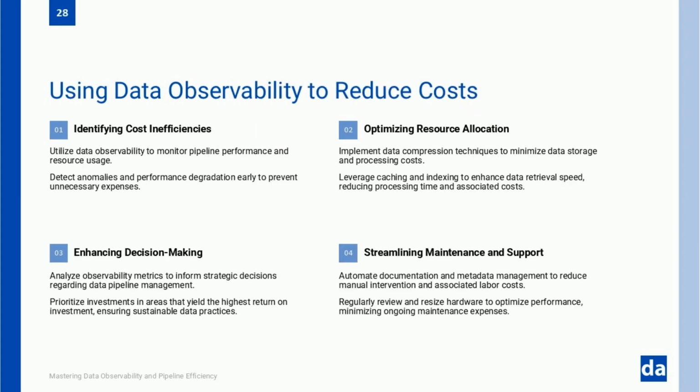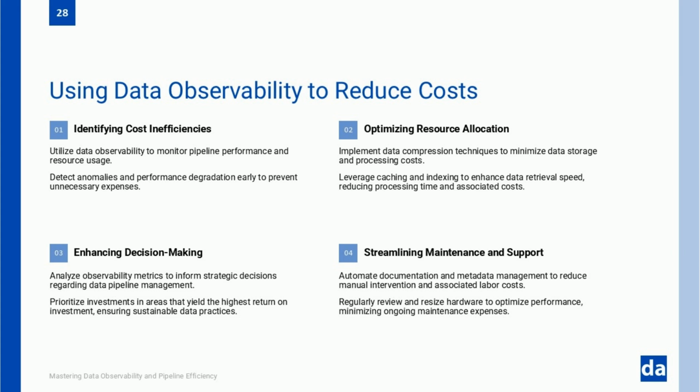Let's explore how data observability can be your cost-saving superpower. If you're serious about cutting costs while maintaining efficiency, this is where the magic happens. 1. Identifying cost inefficiencies. Think of data observability as your detective in the world of pipelines. It helps you monitor pipeline performance and resource usage. Detect anomalies and degradation before they snowball into big expenses. Imagine spotting a minor leak in your data pipeline early. It's far less expensive to fix than repairing a burst pipe, right?